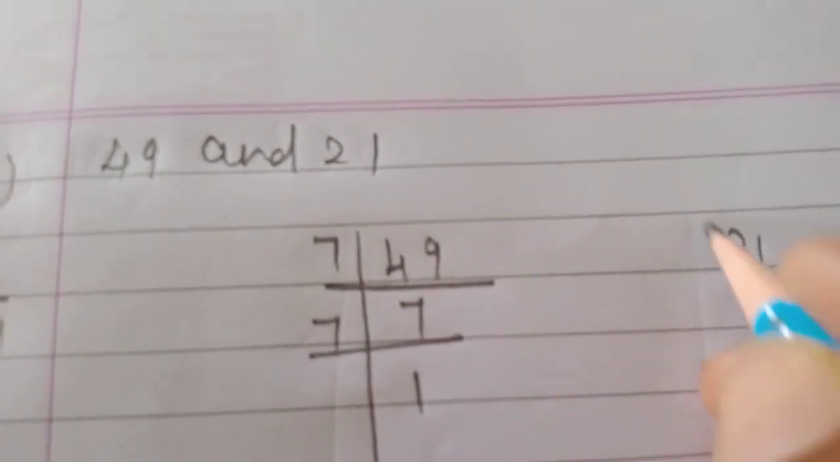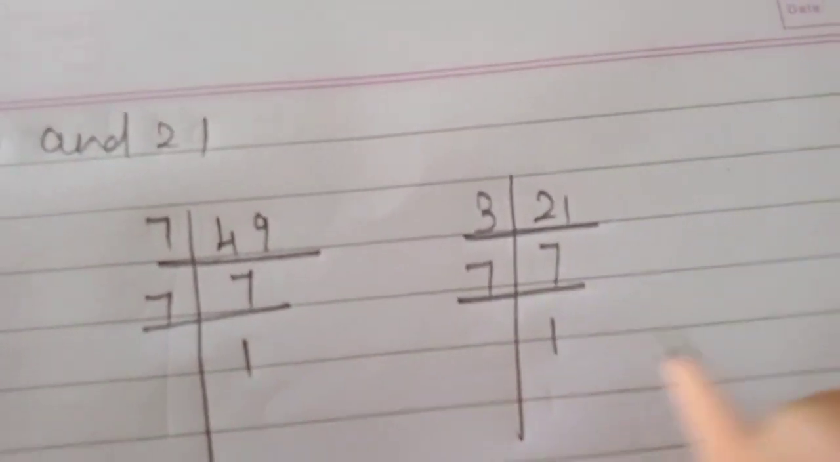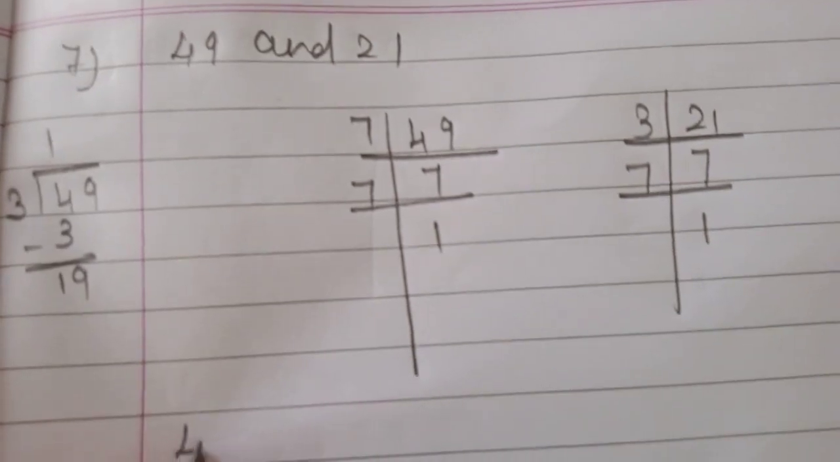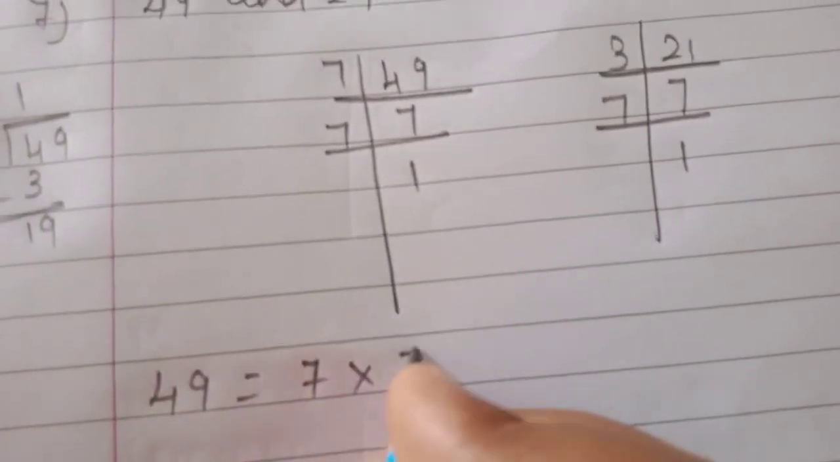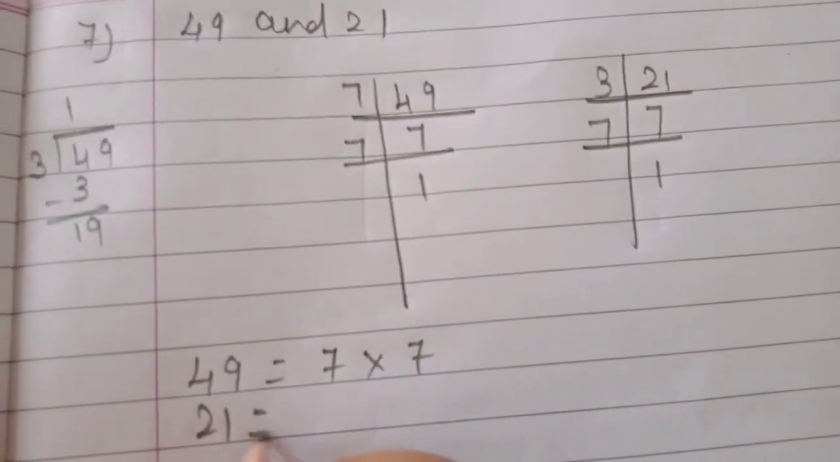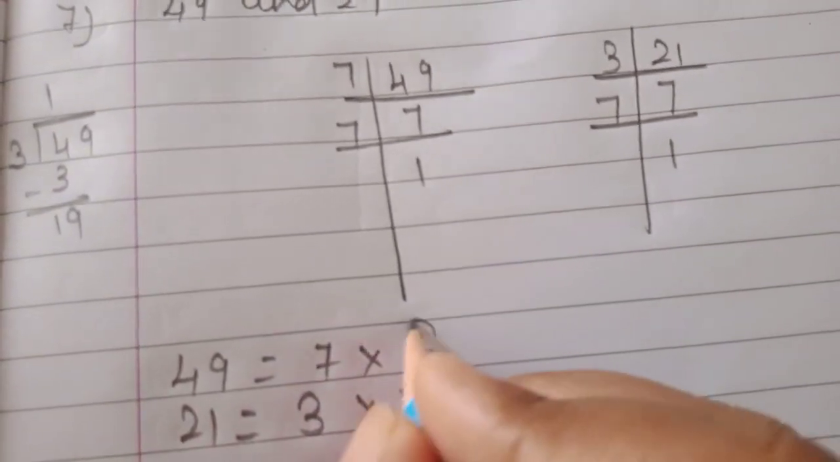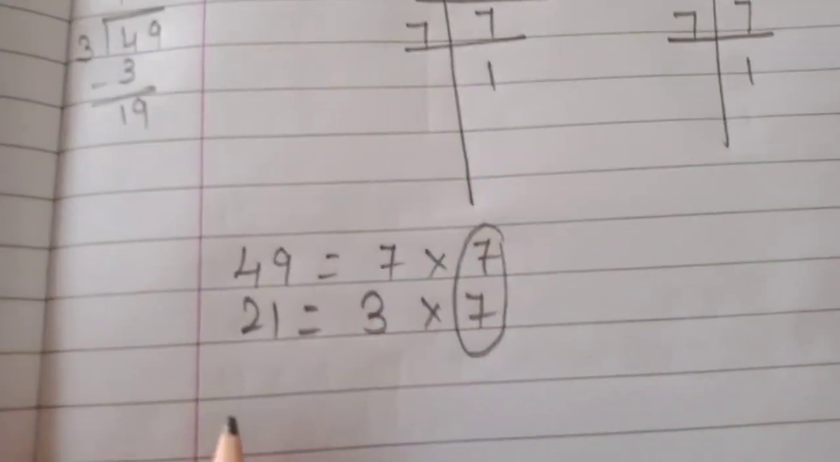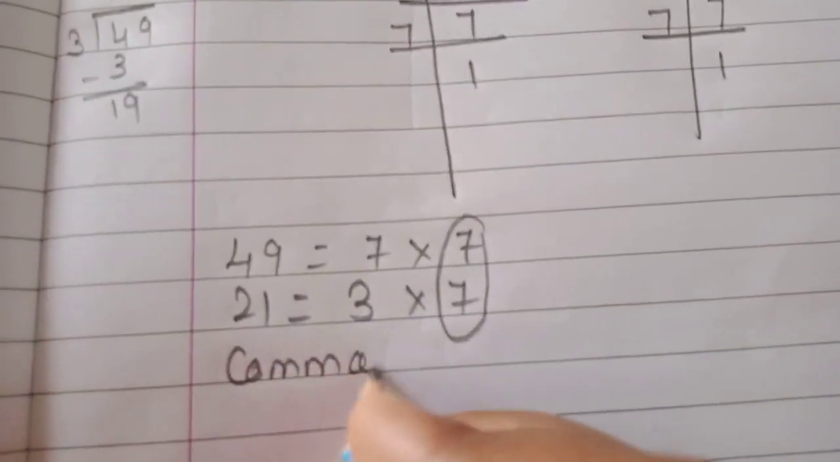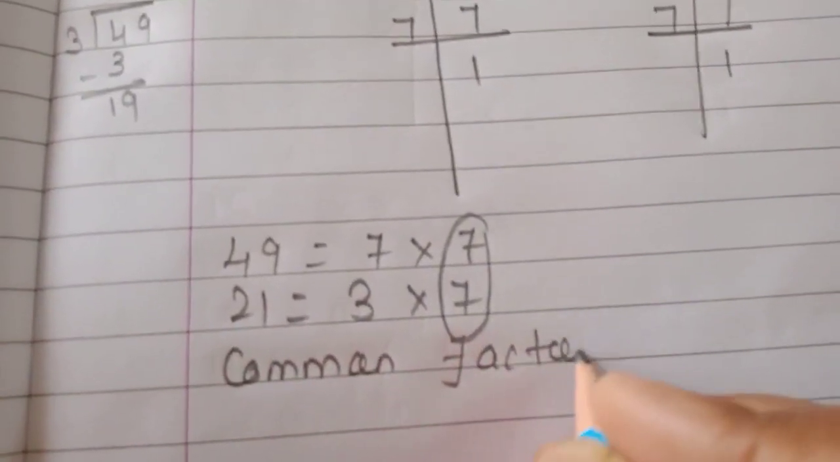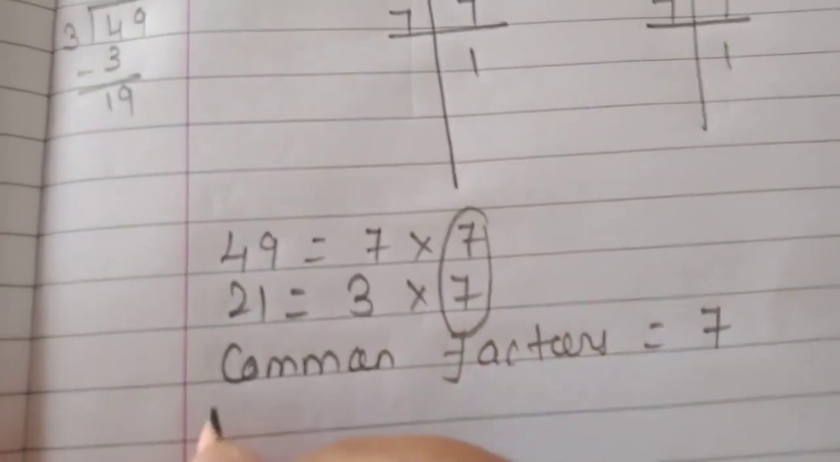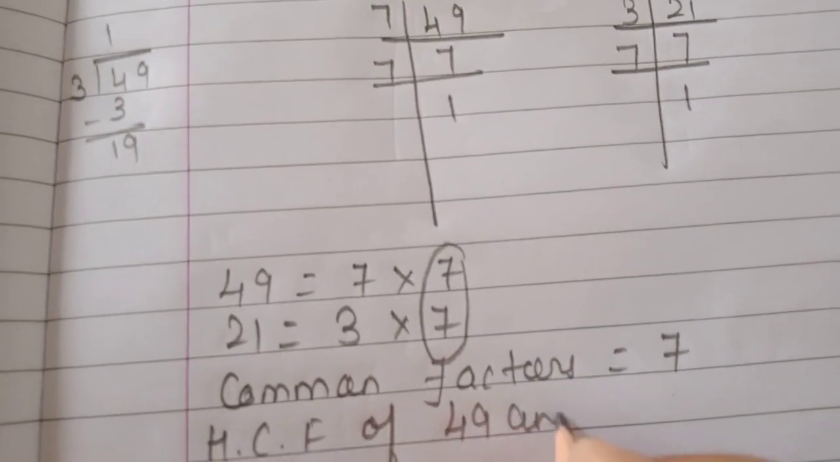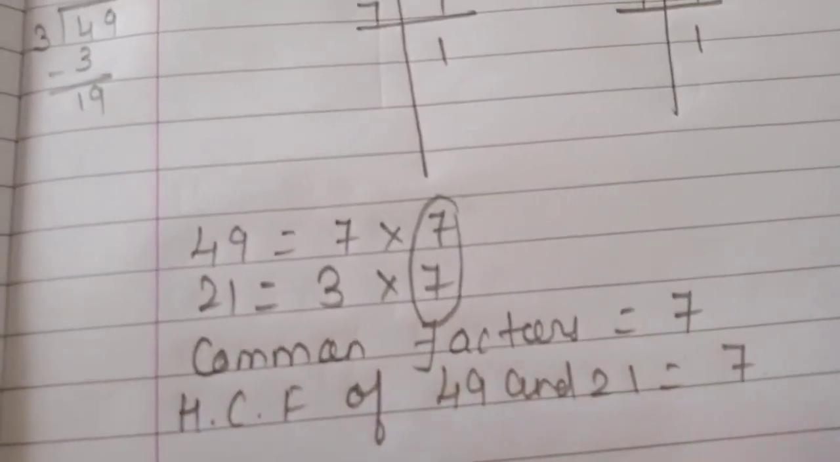Now for 21. 21 will come in the 3 table. 3 7s are 21. Then 7 1s are 7. Now we will write the factors for 49: 7 multiplied by 7. Then for 21, 3 multiplied by 7. So your common factor is 7. So we will write common factor equals 7. HCF of 49 and 21 equals 7.